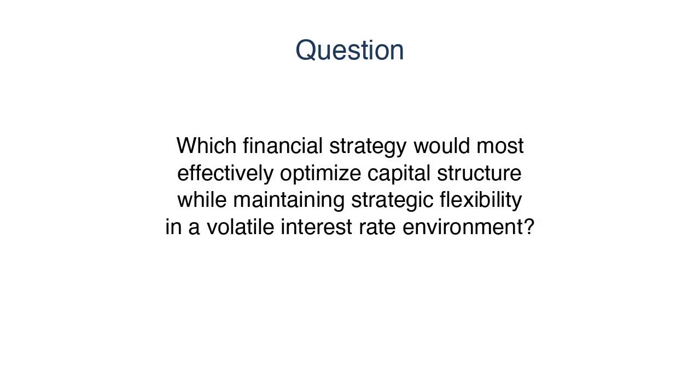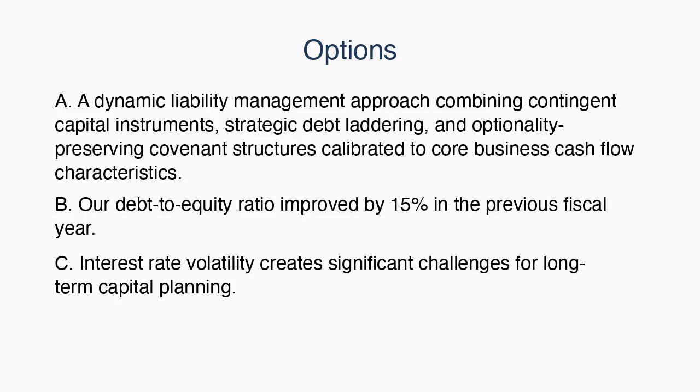Question 1. Which financial strategy would most effectively optimize capital structure while maintaining strategic flexibility in a volatile interest rate environment? Here are your options. A. A dynamic liability management approach combining contingent capital instruments, strategic debt laddering, and optionality preserving covenant structures calibrated to core business cash flow characteristics. B.